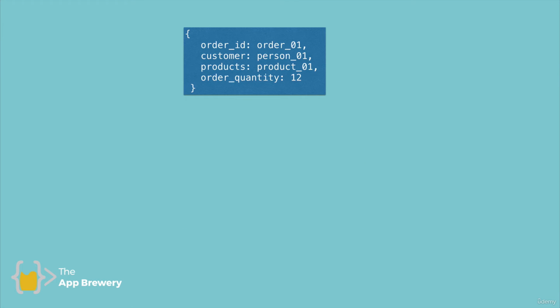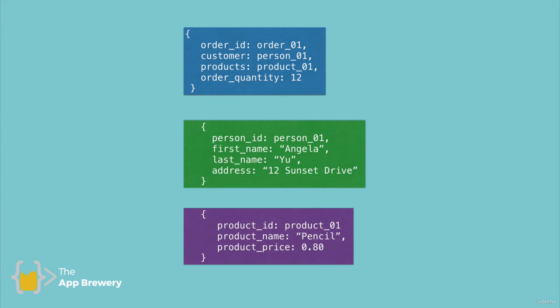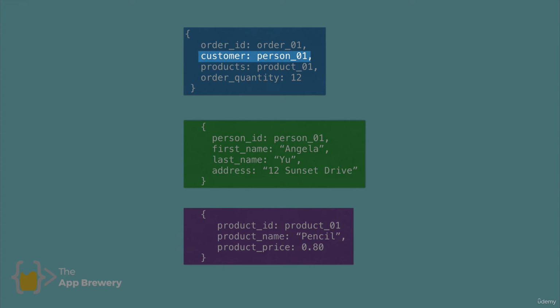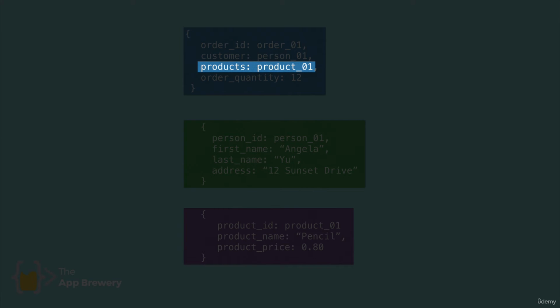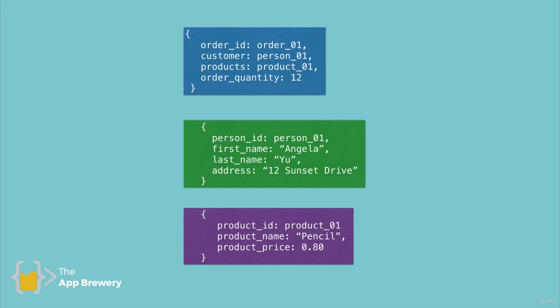So you could also organize your data in different documents, right? So say you have 3 objects. One has details of the order, one has details of the customer, and one has details of the product. And you can also link them together, although a little bit more clumsily, through using references. So for example, in the order document, you can see the customer references the document with a person ID of person 1, and the product references a product with the ID of product 1. So this is how you might implement your relationships in a NoSQL database such as MongoDB.